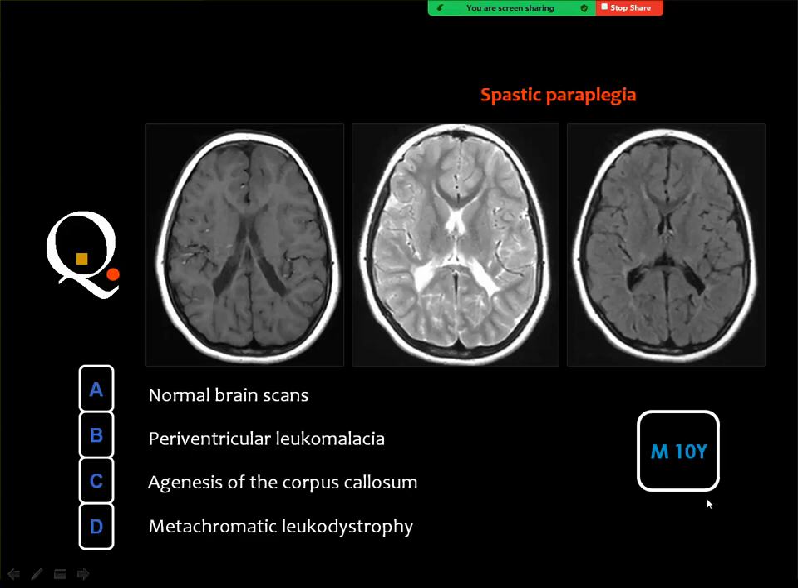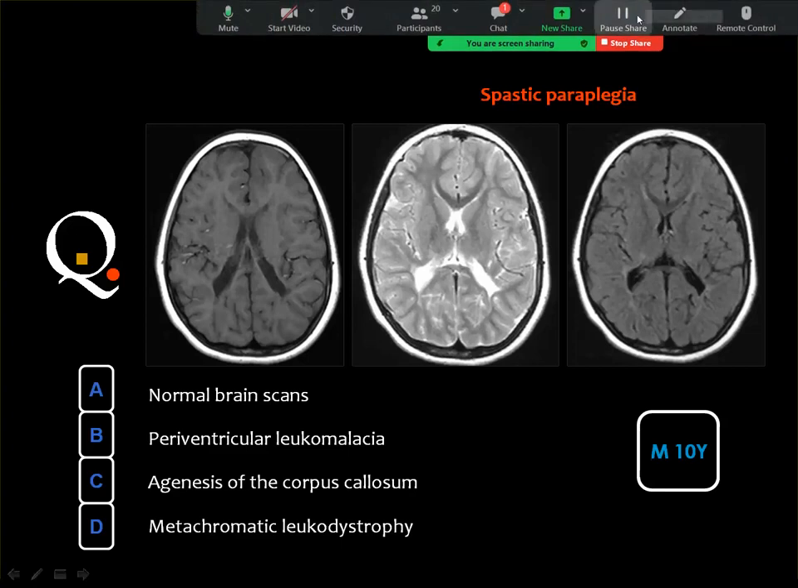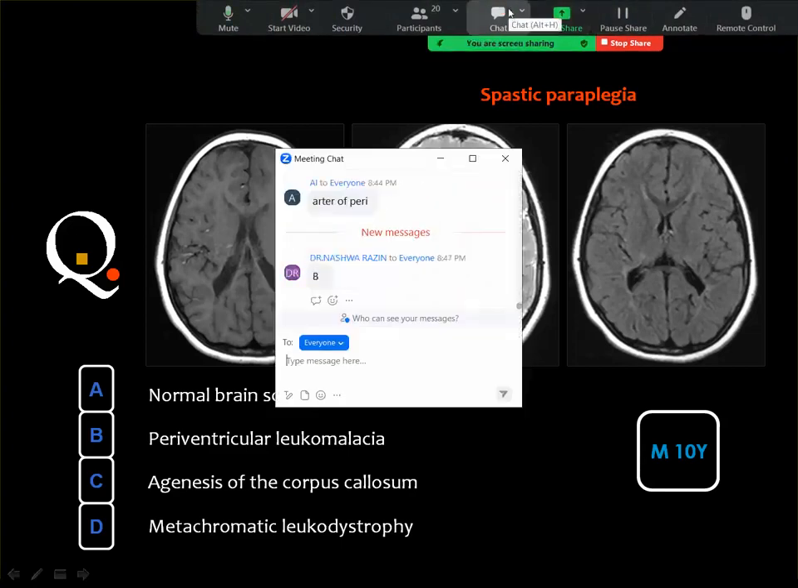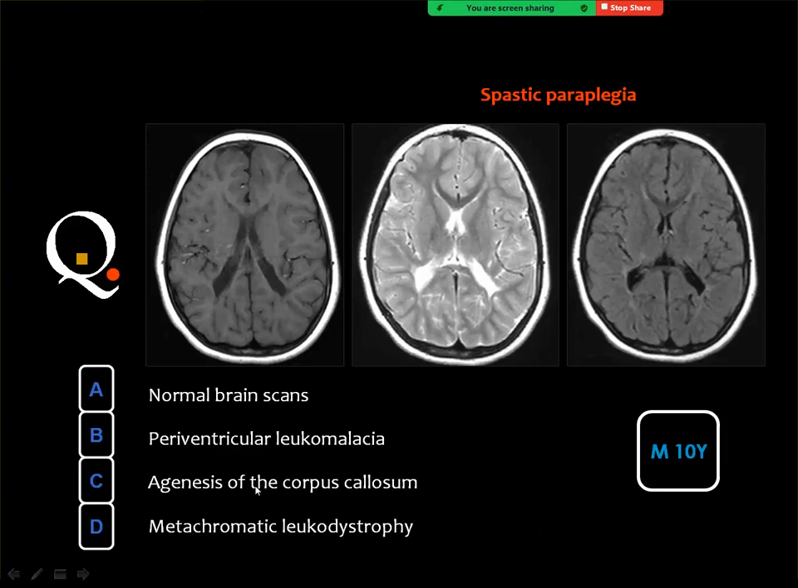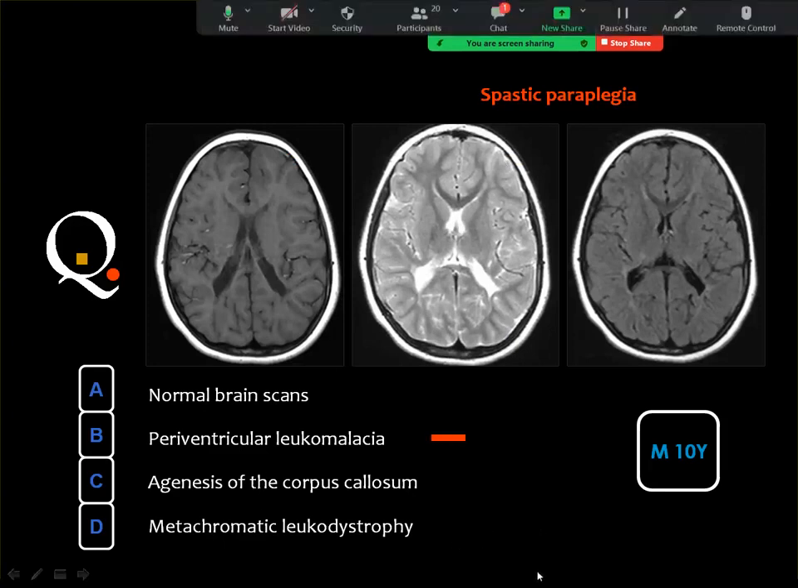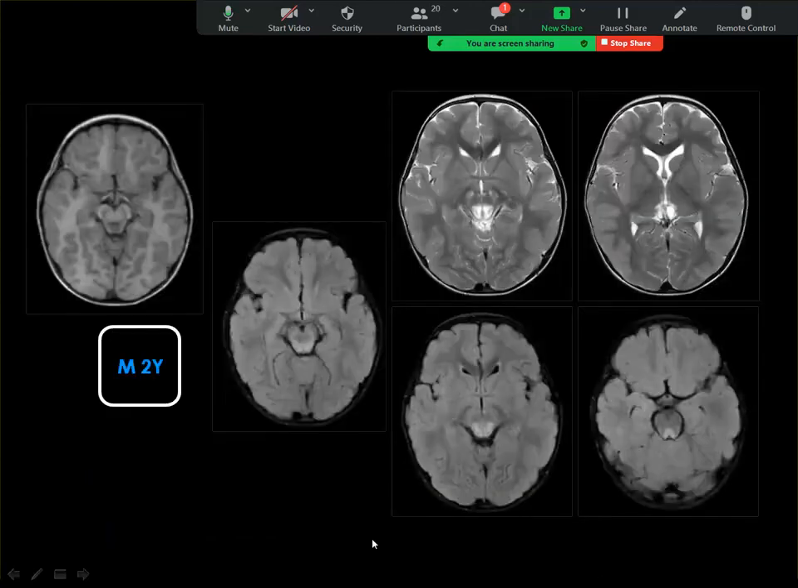10 years old male with spastic paraplegia, and there are some choices. B, yes, and the answer is B. Periventricular leukomalacia. You got a scanty appearance of the white matter in the occipital lobes compared to the frontal lobe. You got undulation of the ventricular wall, and you got abnormal signal within the white matter. This is diagnostic of periventricular leukomalacia.